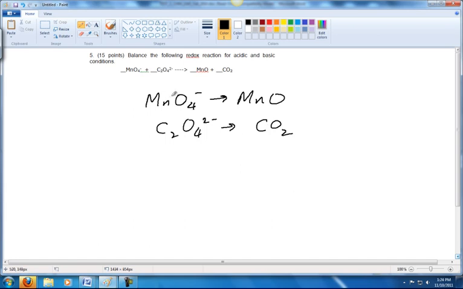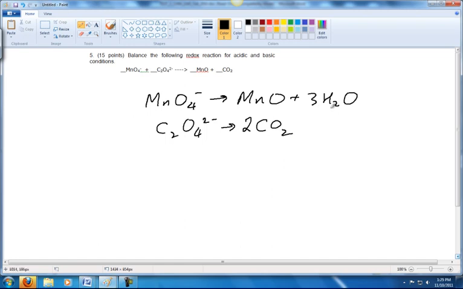Alright, so looking at, first of all, balancing the elements that are changing their charge. This is going to be one manganese, that's one manganese, so that's okay. This is two carbons, and this is one carbon. So I'll put a 2 in front there to balance those. The next thing I want to do is balance the oxygens, and I do that by adding water. And here I've got 4 oxygens on this side and 1 on this side, so I'll add 3H2O over here. And for this one I've got 4 oxygens and 4 oxygens, so that one's already balanced.